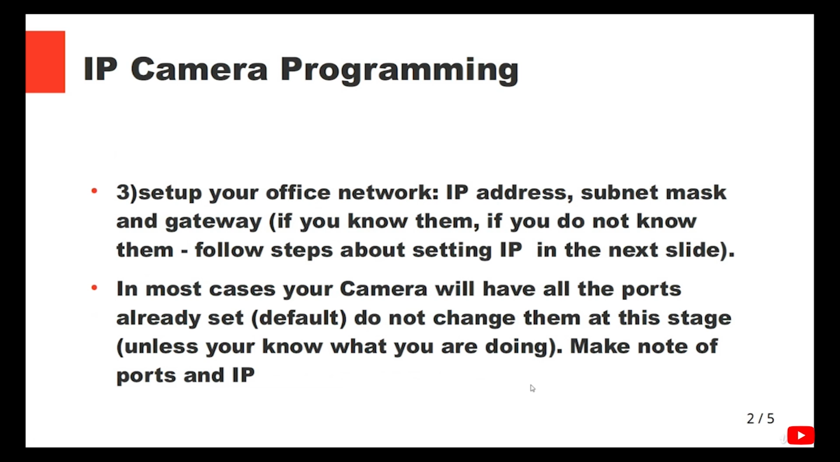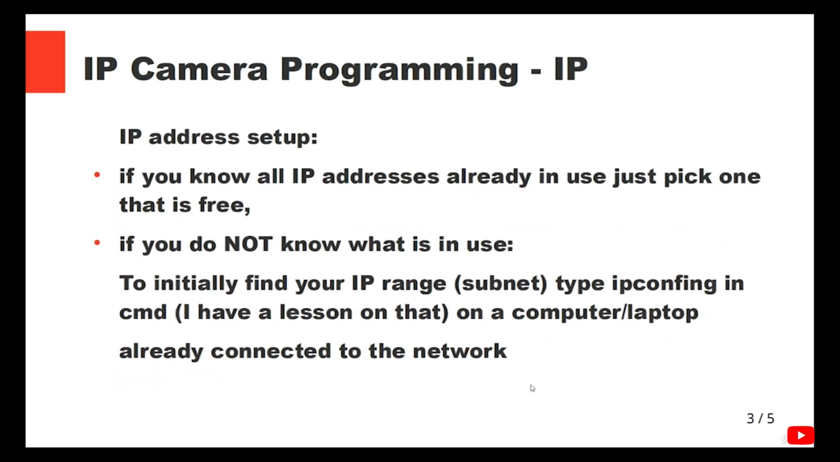The next slide. In most cases, your camera will have all the ports already set, default ports. Do not change them at this stage unless you really know what you're doing. Make note of all the ports and IP. IP setup. If you know all the IP addresses already in use, just pick one that is free. If you do not know what is in use, to initially find your IP address and subnet, type ipconfig in CMD on a laptop which is already connected to the network.